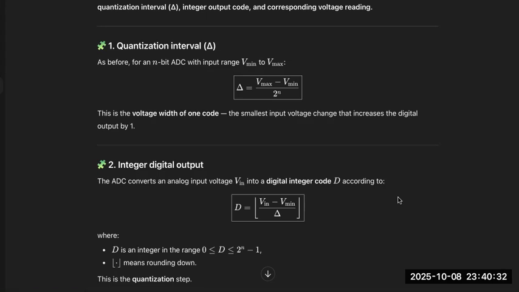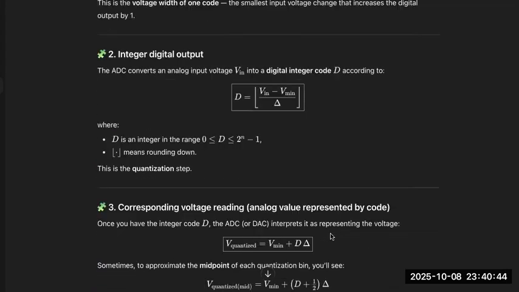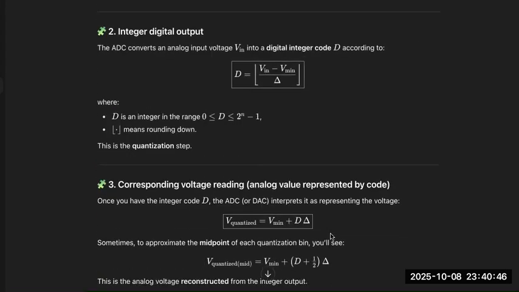Now, let's talk about the integer digital output. The ADC converts an analog input voltage Vn into a digital integer code D according to D equals V minus V min over the quantization interval, where D is an integer in the range 0 less than or equal to D less than or equal to 2 to the n minus 1. This means rounding down, taking the floor.